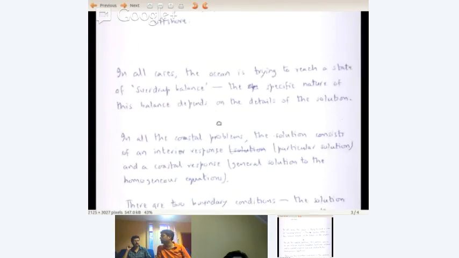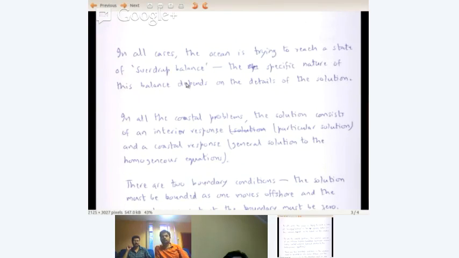In all these cases, the ocean is trying to reach a state of "Sverdrup balance." I put it in inverted quotes throughout now. The specific nature of this balance depends on the details of the solution. The reason for putting it in inverted quotes is basically to distinguish it from the classical Sverdrup balance. We're not talking of Sverdrup's equations. The ocean is always trying to reach the Sverdrup state of balance.